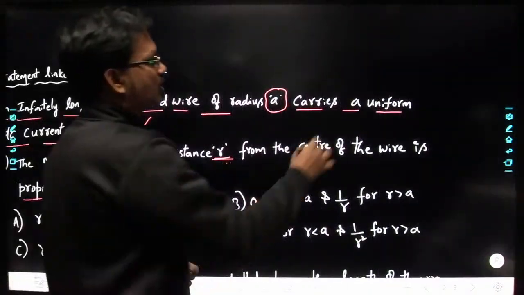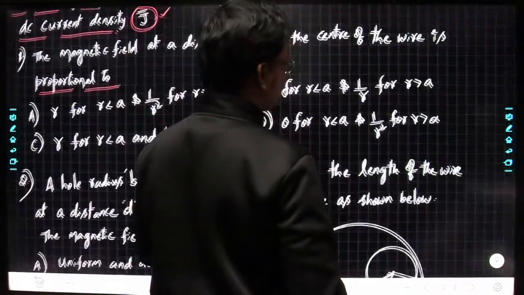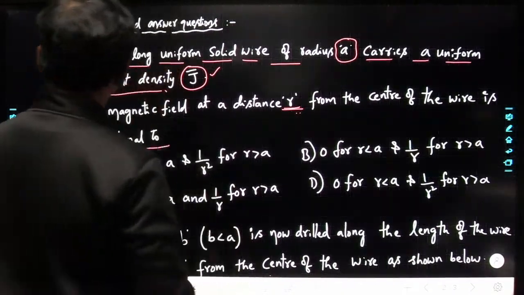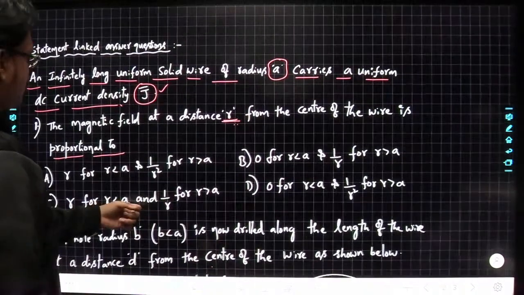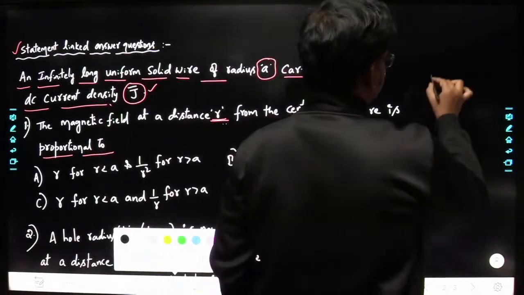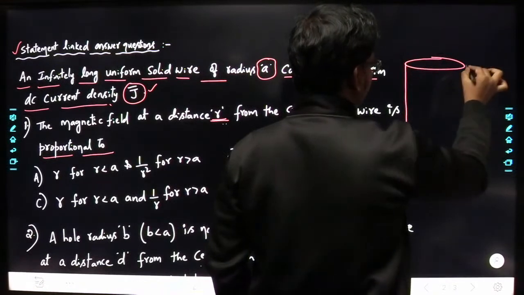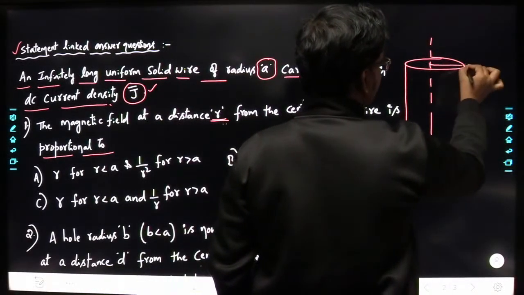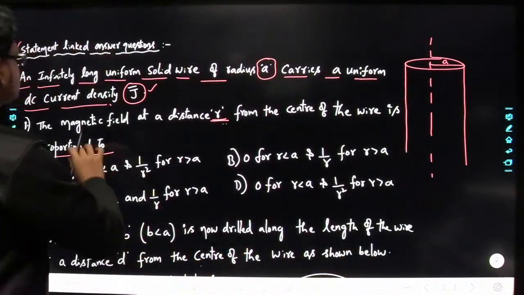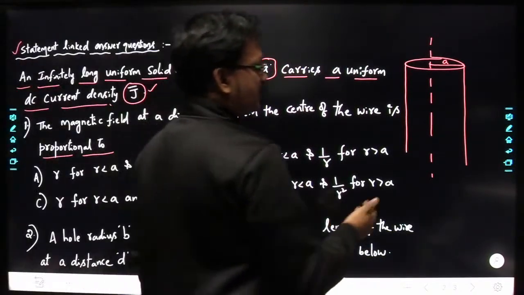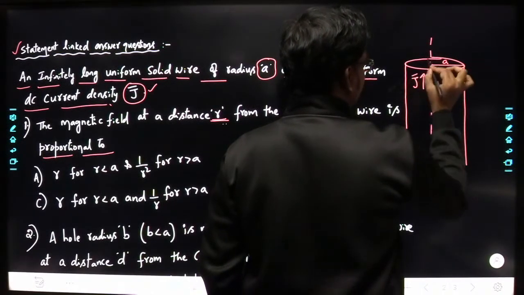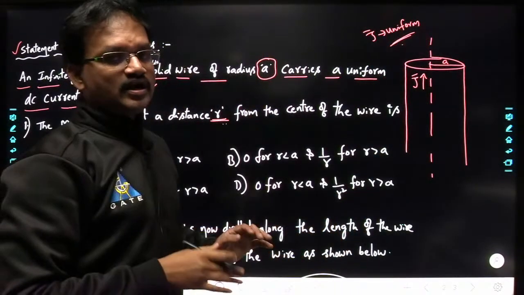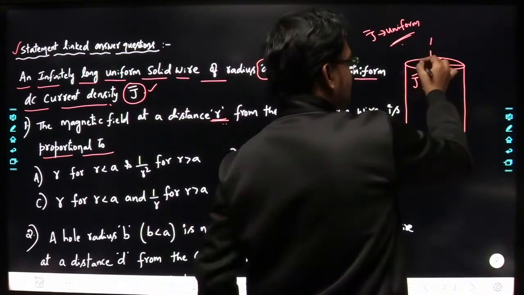See, what they are asking here is you have a current carrying wire. We have already done this one. So if you have a current carrying wire of radius, here they have given the radius of this wire as A. It is carrying a uniform DC current density Z bar. So Z bar is uniform, that means it is uniform current density, so the current is distributed uniformly over this cross section. That's what they mean.